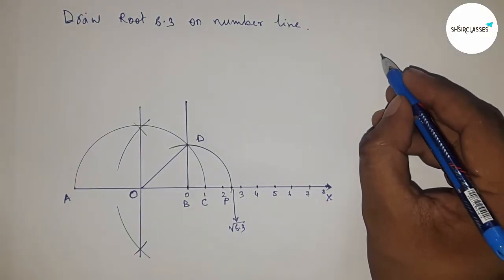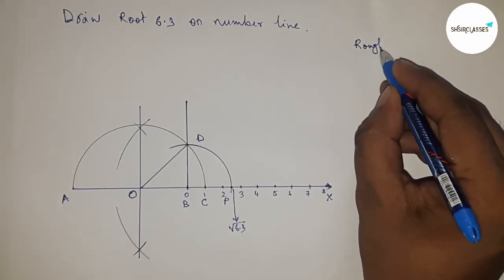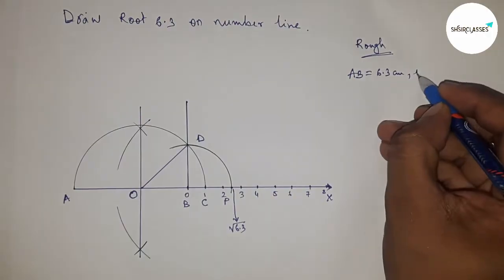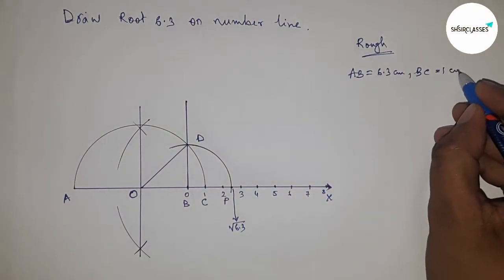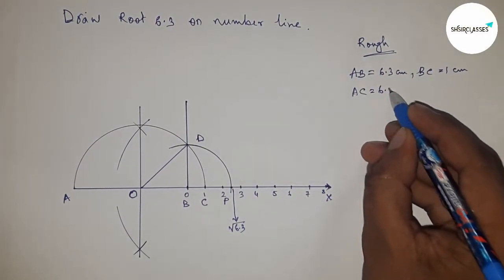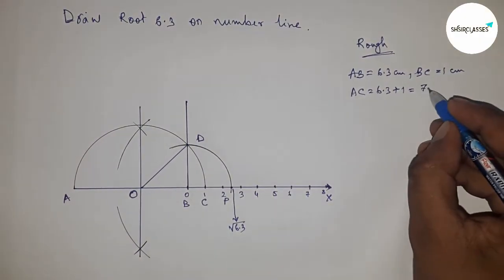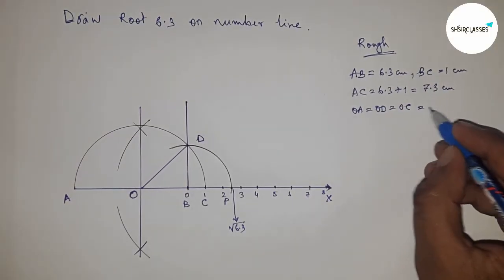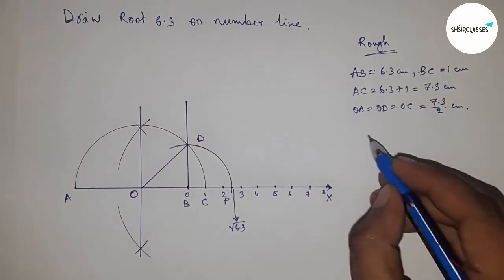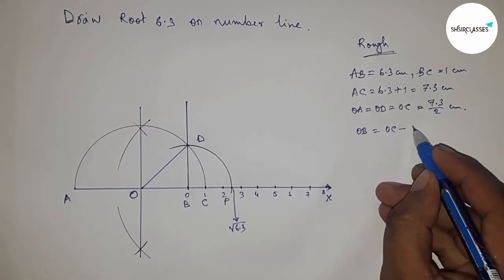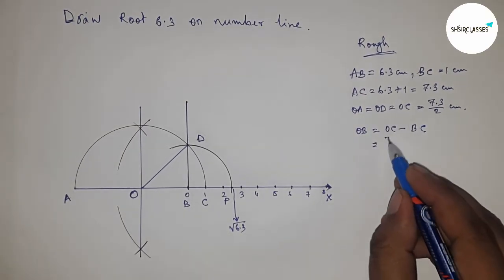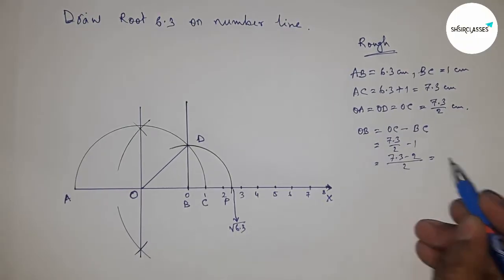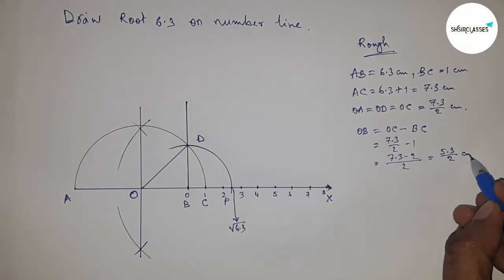Now roughly discussing the calculation of root 6.3. Given AB equal to 6.3 centimeter, BC equal to 1 centimeter. So AC equal to 6.3 plus 1 equal to 7.3 centimeter. Now radius OA, OD and OC equal to 7.3 by 2 centimeter, and OB equal to OC minus BC. Putting the values of OC and BC and calculating, this is 5.3 by 2 centimeter.